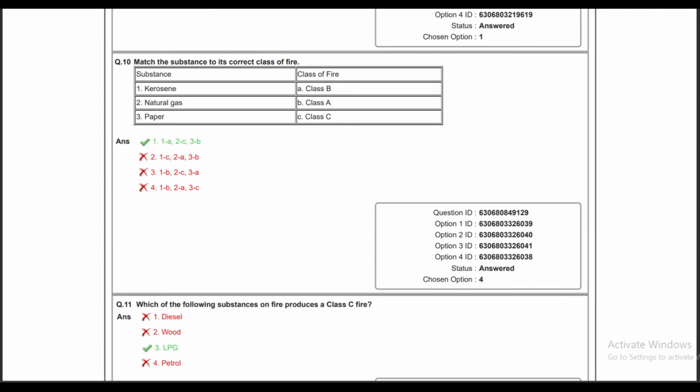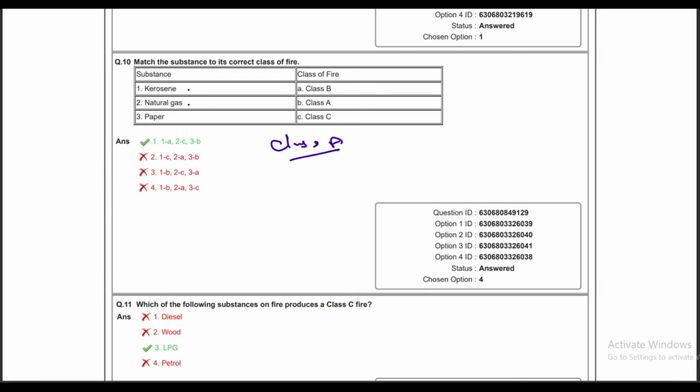In the next case, match the substances to their correct class of fire. First is kerosene, second is natural gas, third is paper. Ultimately there are three categories of class of fire: A, B and C.